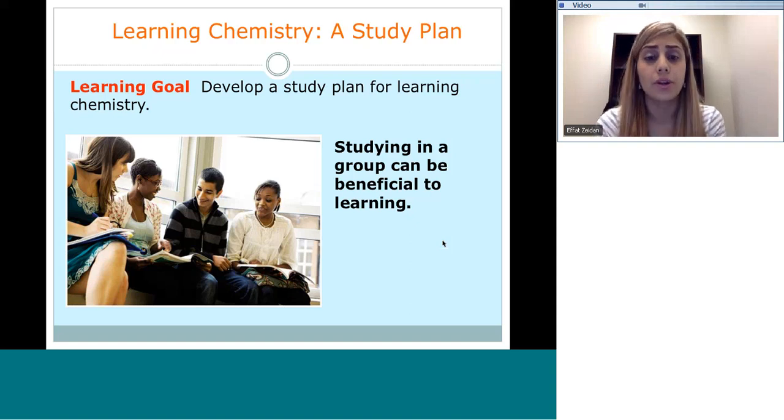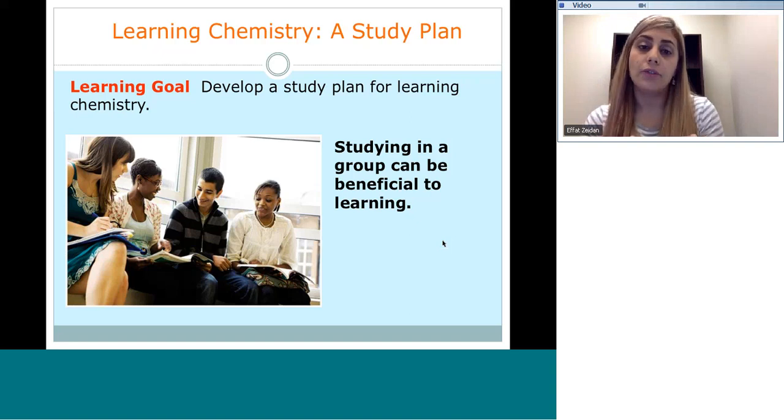We are going to learn how to develop a plan for learning chemistry, and I highly advise you to study in groups, because when you study in groups, some of you might grasp an idea better than the others, and if you share your abilities, some of you will help others and provide input that will be very helpful when you are studying.